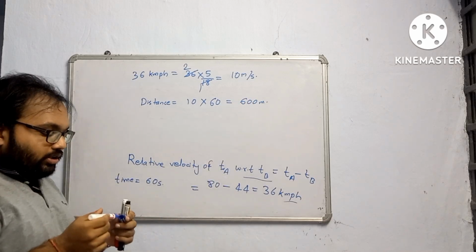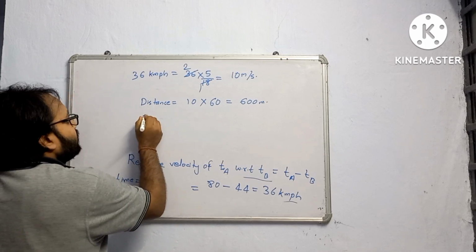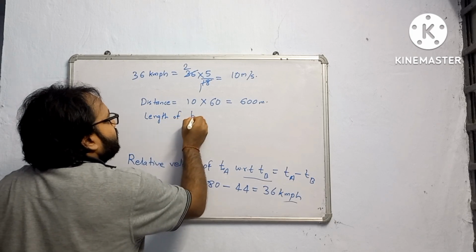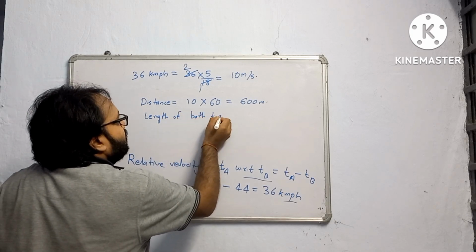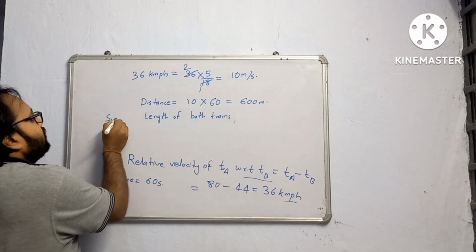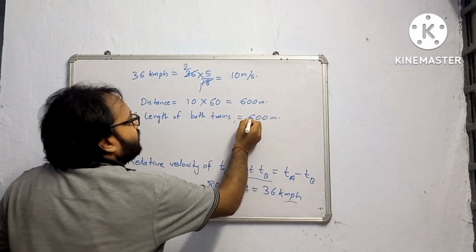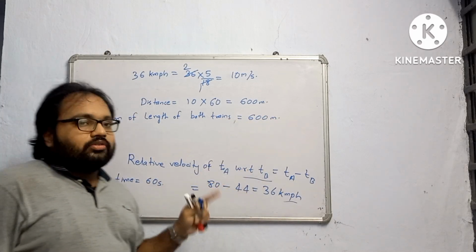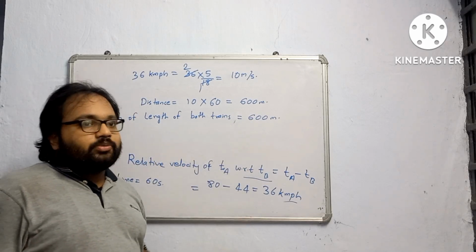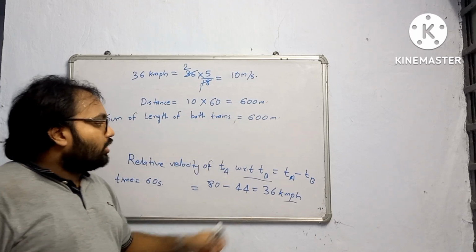What is this 600 meter? 600 meter is the sum of the lengths of both the trains. Sum of length of both trains is equal to 600 meter. You have to apply the relative velocity concept, and then you can find the answer. The length of one train has been given. If you subtract that from 600, you will get the length of the other train.